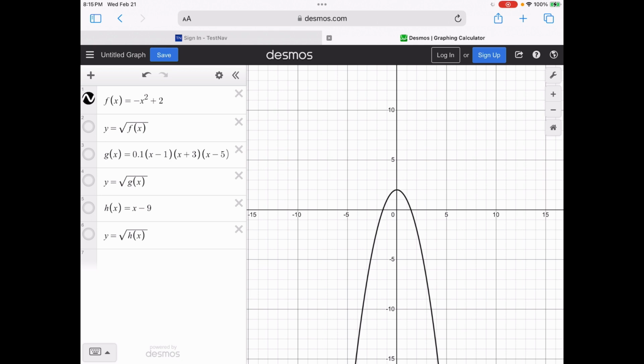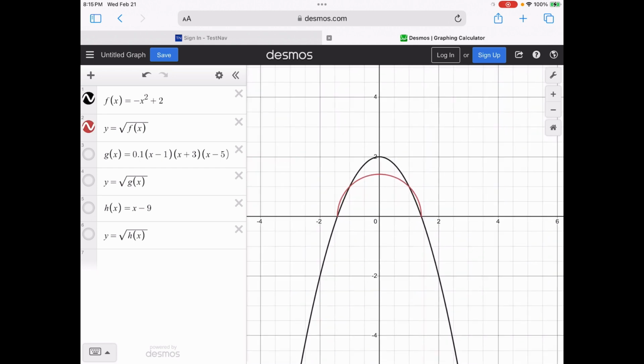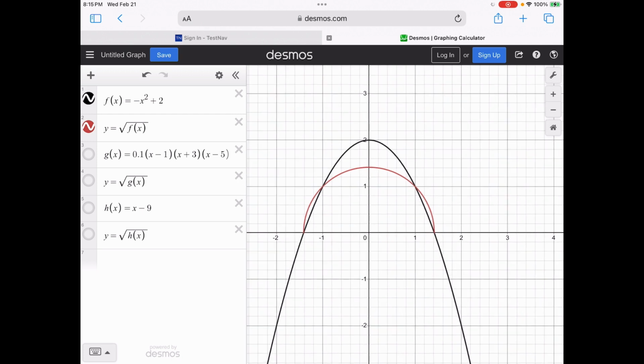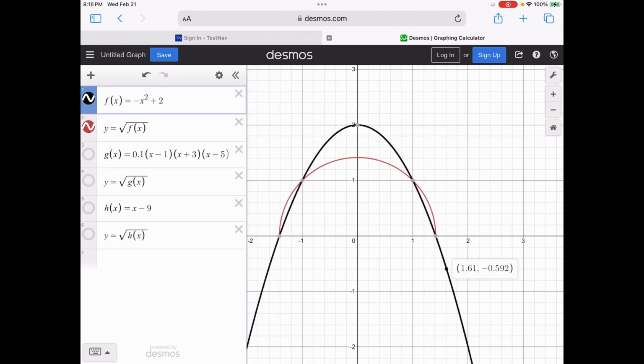It won't be defined. So, we looked at a parabola that was facing upwards. Here's a parabola that's opening downwards. And if I take the square root of that, it just looks like that. Notice where it stops. It stops where the original function in black started becoming negative, right? And if you look, invariant points are where y was 0 and 1 on the original function, right? A few places here, here, here, and here.